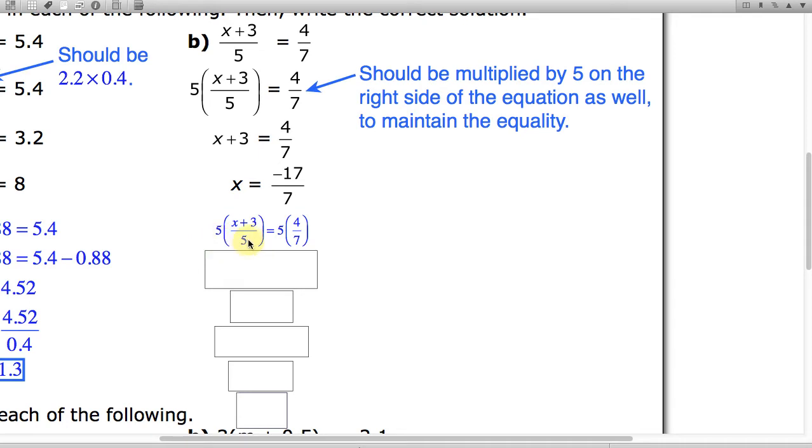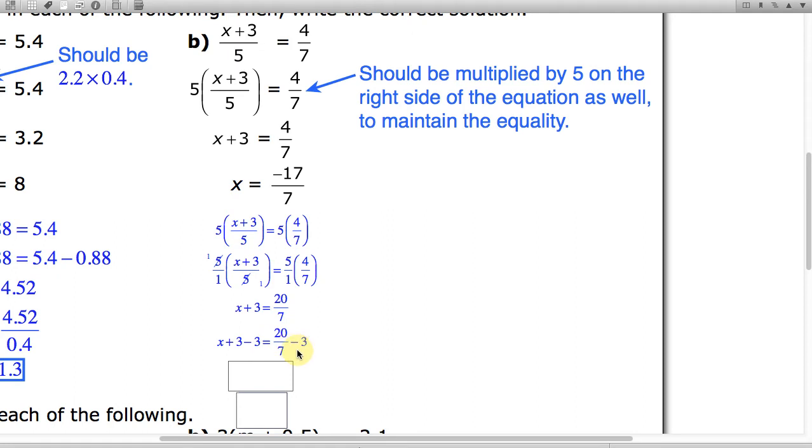So if you're multiplying the left-hand side by 5, you also have to multiply the right-hand side by 5. And so that means you're doing 5 over 1 times the left-hand side and 5 over 1 times the right-hand side. I write it as 5 over 1 so that you know how to do the multiplication of fractions. The 5's divide out on the left-hand side, and so you're left with just x plus 3. On the right, you have to do 5 times 4 is 20, and 1 times 7 is 7.